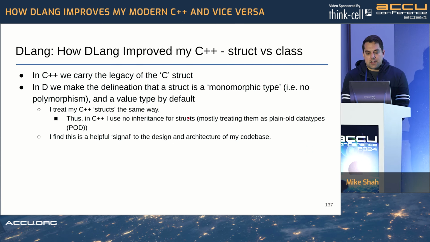Again, as I mentioned earlier when talking about some of the object-oriented stuff, the distinction between struct and class is, in C++, a stylistic choice many times, which you use. I tend to treat my C++ structs as plain old data types, or POD data structures. Again, I just find that as a helpful signal. So it's something you might consider in your style guide. But working and thinking in D, that's affected my C++.